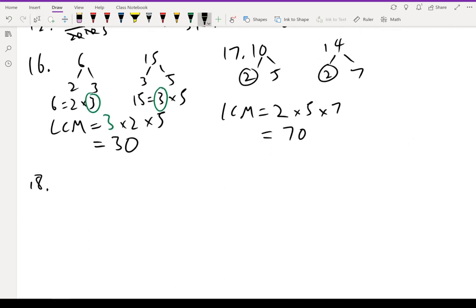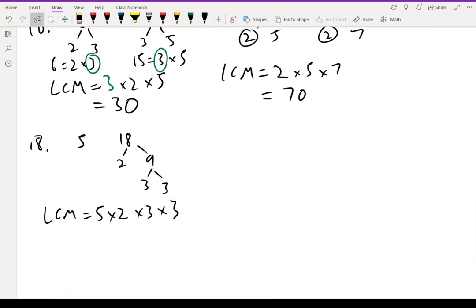Question 18. 5 and 18. 5 is just 5 on its own. 18 is the same as 2 times 9, and 9 is 3 times 3. And so since there are no common factors, what you have to do is multiply them all together. So the LCM is equal to 5 times 2 times 3 times 3, or you can do 5 times 18 directly. 5 times 2 is 10, 10 times 3 is 30, 30 times 3 is 90. Is that correct? 18 times 5 is 90. Yes, that's correct. So that's equal to 90.